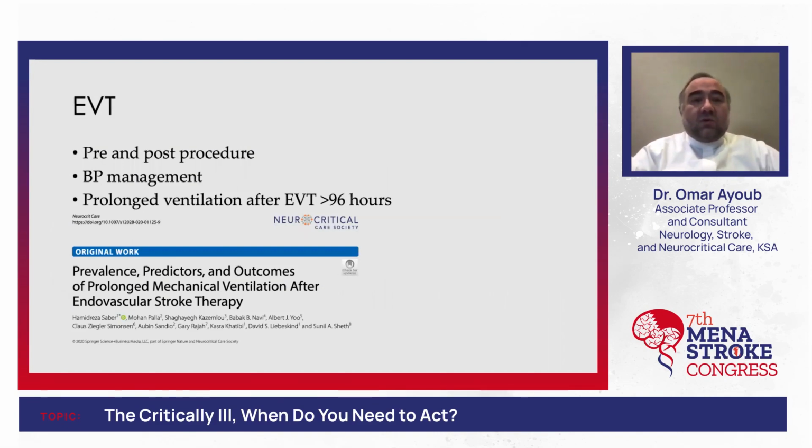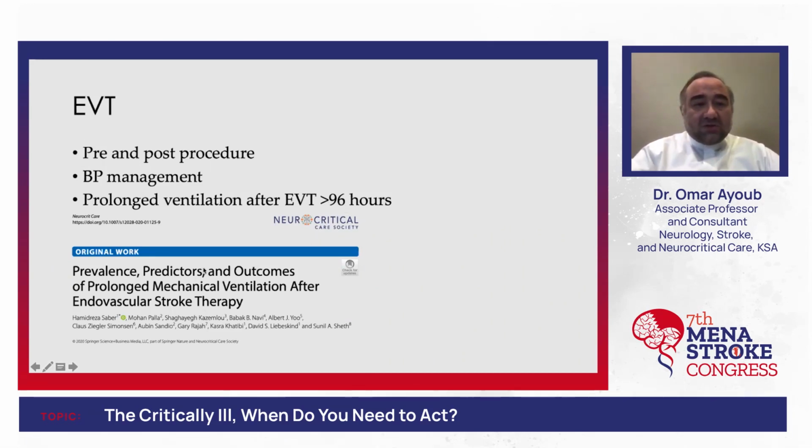Then we will shift gear to thrombectomy, and what are the reasons to intubate such patients. We can divide them into 3. Sometimes we intubate them pre-procedure or post-procedure, and sometimes we intubate for blood pressure management. Some of those patients may stay on the ventilator, and we can say that there is prolonged ventilation after thrombectomy if it extends beyond 96 hours.